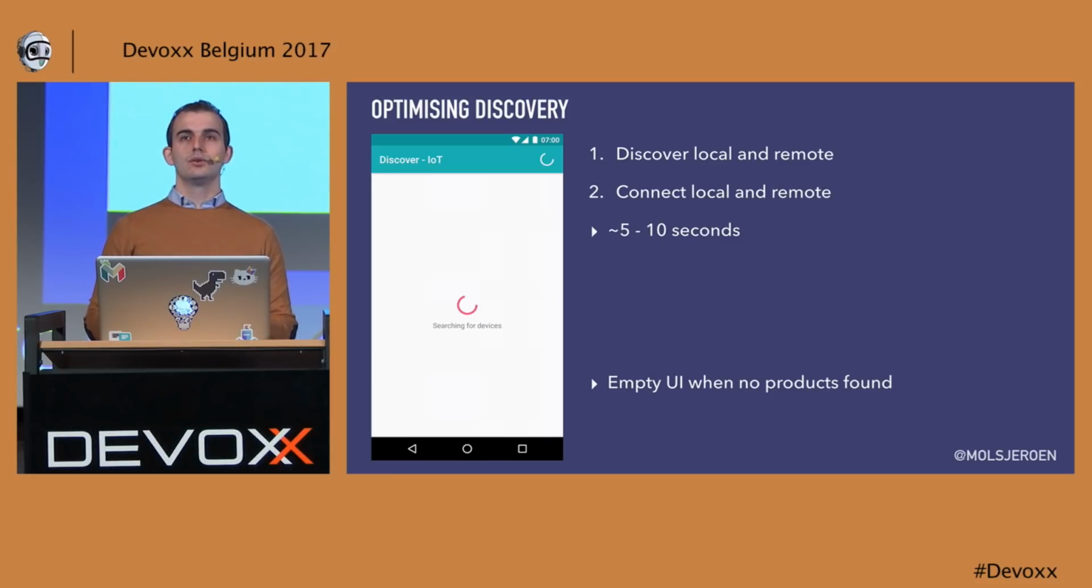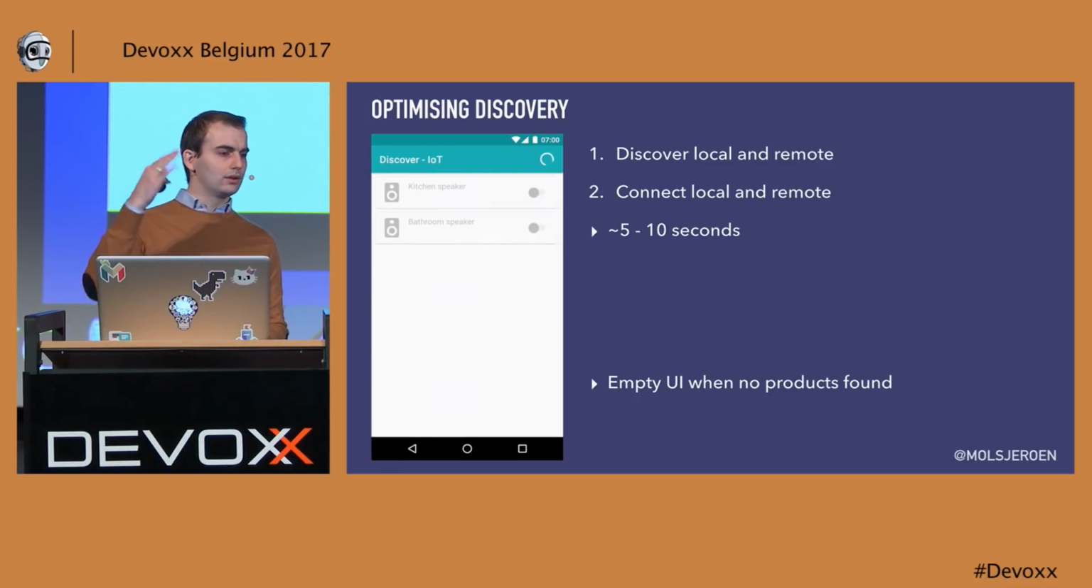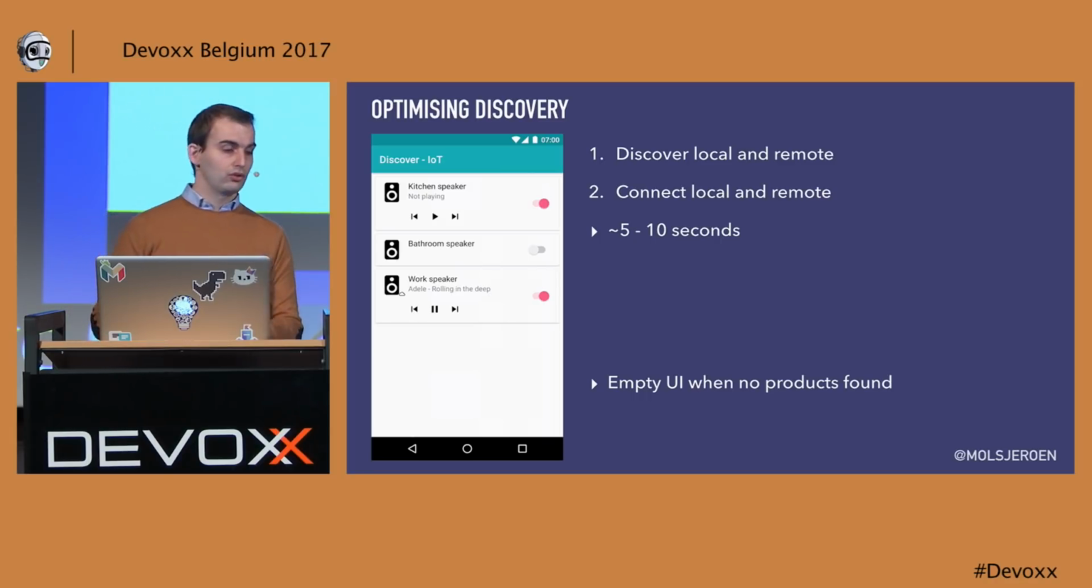So let's see how we can actually make our app fast. Well, the most basic thing we can do is we open up the app, we start a local discovery and a remote discovery. We can do both in parallel. The local discovery is going to finish, then the remote discovery is going to finish, and then we're going to poll every device to get its latest state. Because only if we know whether a speaker is on or off, we can allow the user to start controlling it. Let's see how that looks. So the app starts, we open up the app, local discovery finishes, remote discovery finishes. We've polled the local devices, we've polled the remote devices, and now you can start controlling all of those products. Looks okay-ish, but it's slow. It takes 5 to 10 seconds, and if you don't find any device, then the user will look at a blank screen.